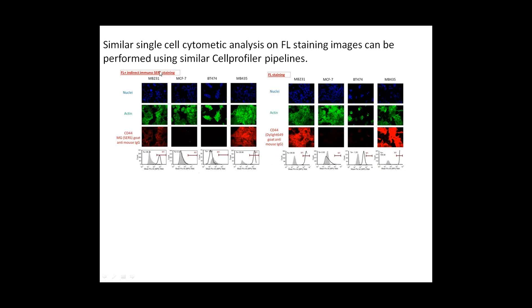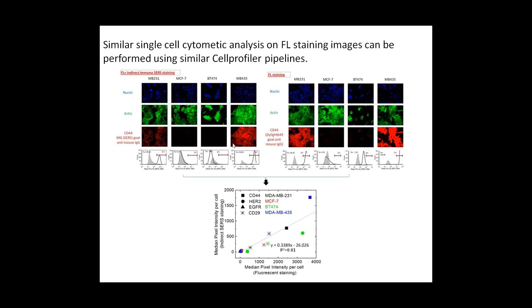And combining our SERS staining results here with our fluorescent staining results, we come to a plot here. If we plot the mean pixel intensity from the SERS staining versus fluorescent staining, you'll see that they get pretty good correlations, which validates that SERS staining can work as an alternative to fluorescent staining.